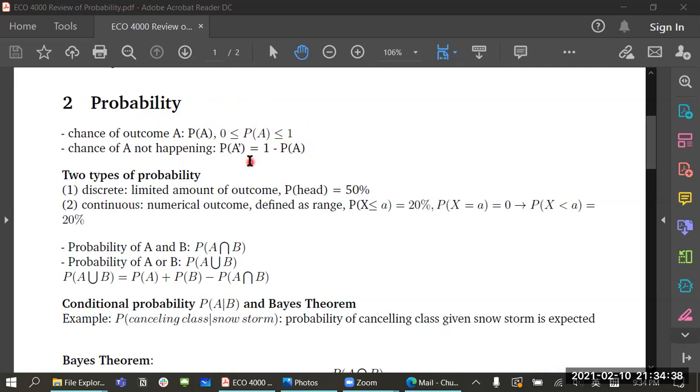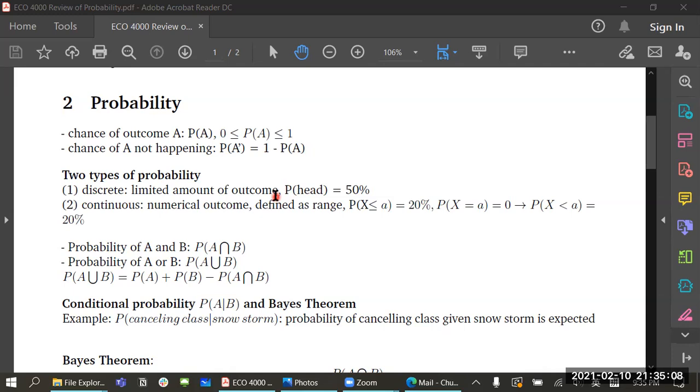Then we have to define probability by its nature. We actually have two types of probability. The first type is called discrete probability. In the discrete case, we have a limited number of outcomes. For example, if you flip a coin, you can have head, you can have tail.